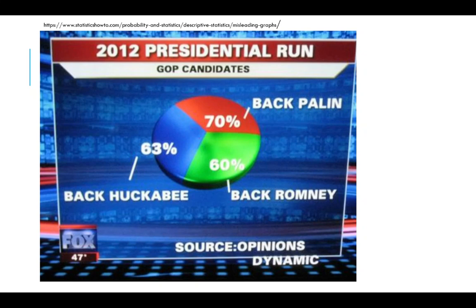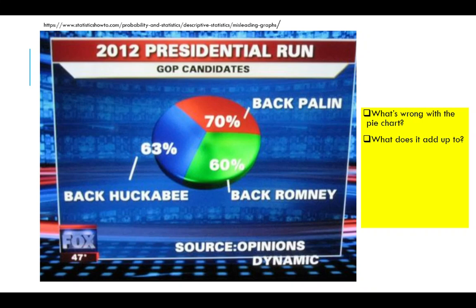All right, let's take a look at the 2012 presidential run. We've got GOP candidates, and we're looking at proportion of, I don't know who, population maybe, that back Palin, that back Huckabee, that back Romney. Now, I know you know how to use a pie chart. So what is wrong with this particular pie chart? Well, what does it add up to? 63% plus 60% plus 70%. This makes no sense, right? Pie charts should add up to 100%.